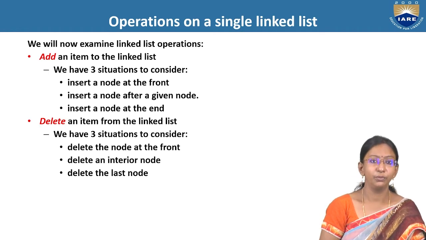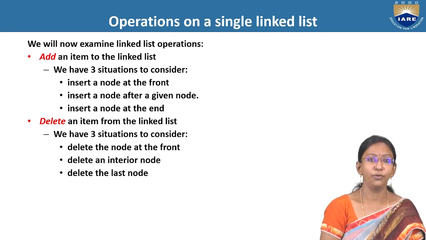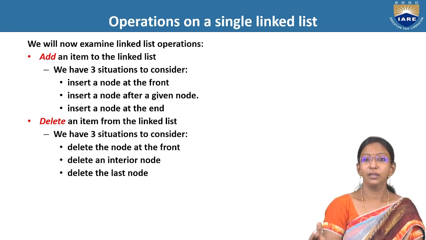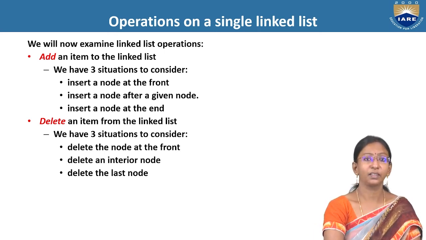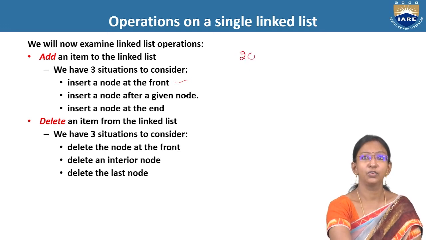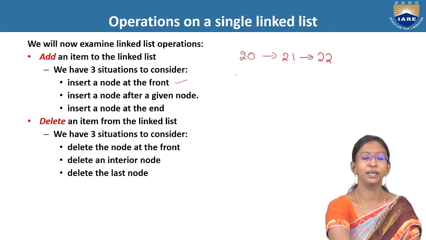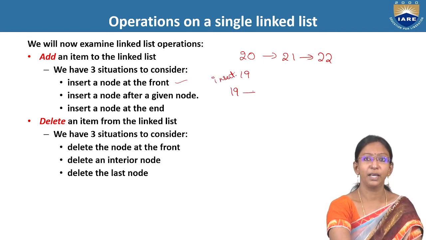Right. After creating, as I said, insertion and deletion are the two primary operations in the case of a linked list. So there are many ways to insert. The three basic ones are inserting a node at the front end. That is, if you have a list like 20, 21 and 22, and you want to insert an element at the front end, say 19, insert 19 at the front end. The list should be 19, 20, 21 and 22.